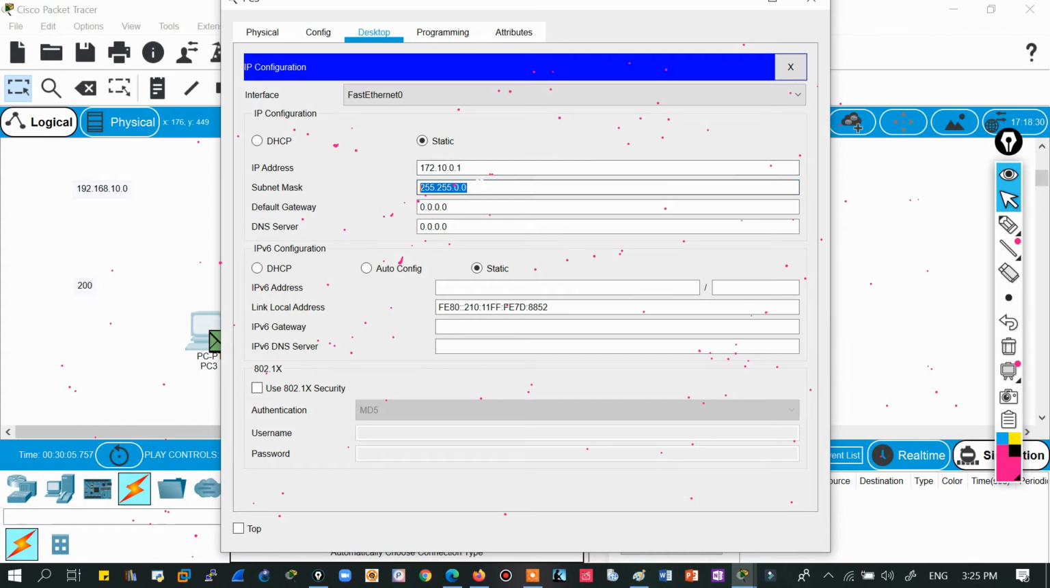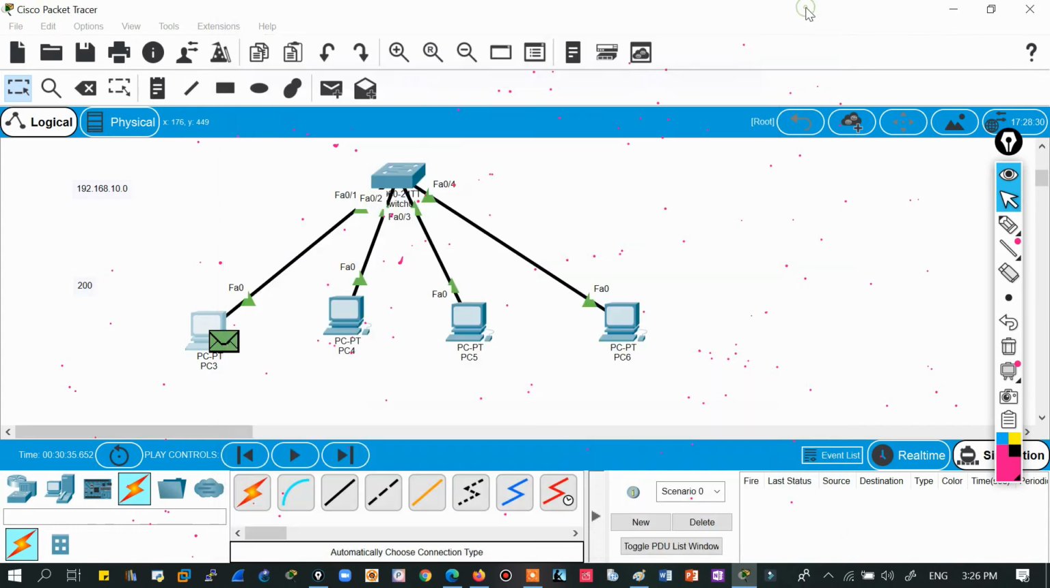255.255.0.0. Okay, so remove it. Let's use the address of class C, 195.0.0.1. So what is the subnet mask now? 255.255.255.0. So how is this subnet mask taken by default by this PC? If you talk about any host, it knows about the default subnet mask.